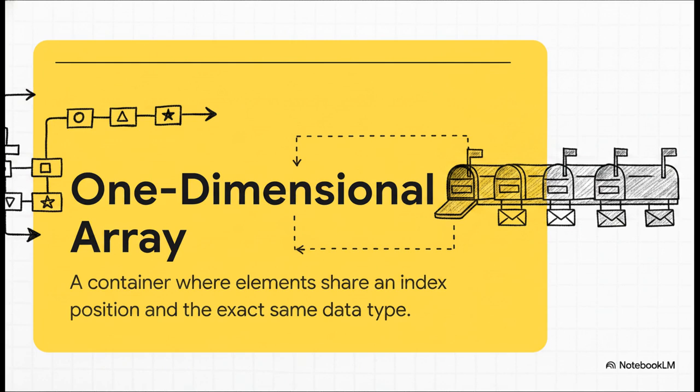The mental model I absolutely love to use for this is a row of connected mailboxes. An array is literally just like this row of mailboxes. They all hold the exact same type of mail, maybe they all hold integer numbers or they all hold text strings. And to make sure the mail goes to the right place, every single mailbox has a strict sequential number painted right on the front. That specific number is what we call its index.